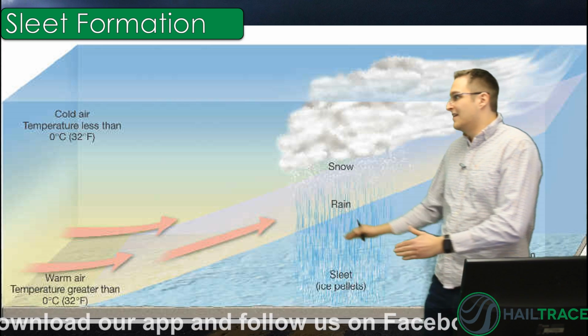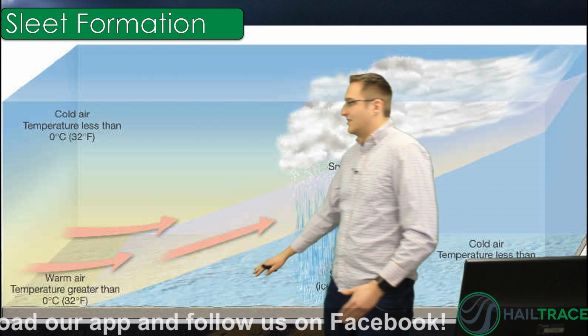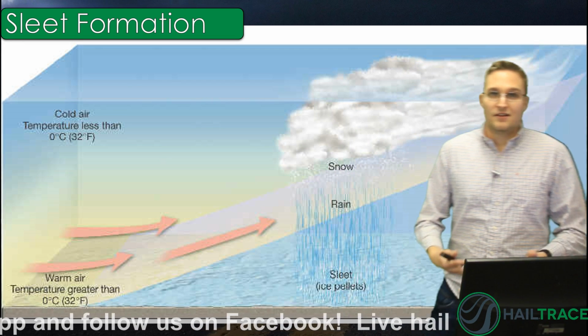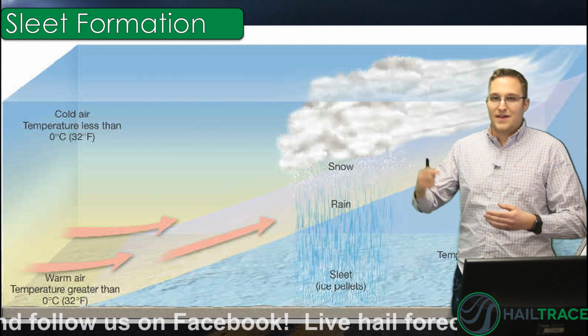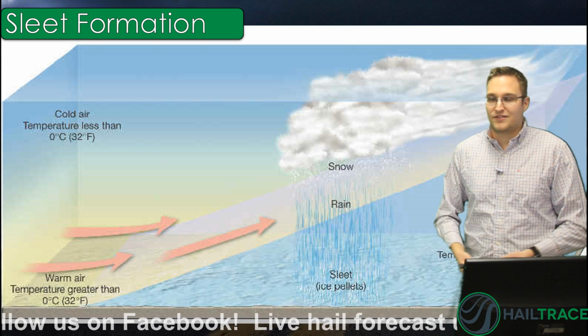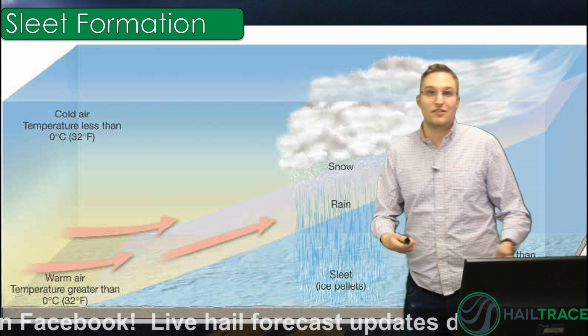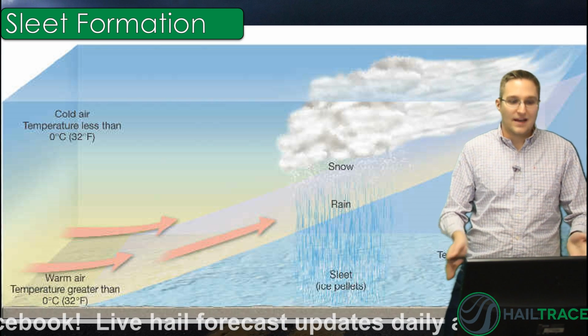Freezing rain is this exact process, except it's happening over here where there's a very thin layer of very cold air, so the rain makes it all the way to the ground and freezes on the surface. So sleet is pretty much this little middle ground here. So those are how hail forms and how sleet is formed.